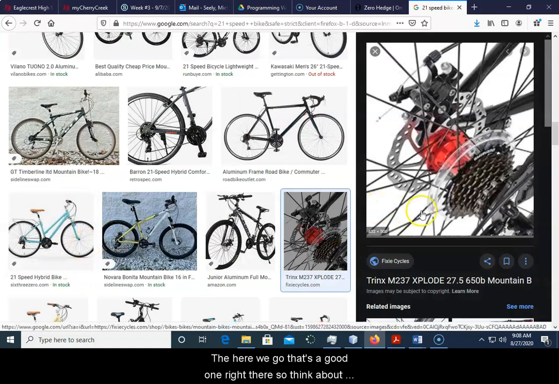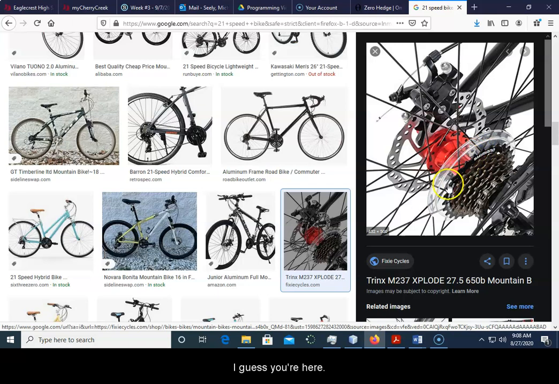Here we go. That's a good one right there. Okay, so think about this. You've got your different outer gears, and the chain goes around the different gears, right? And so the smaller the gear is, the faster you're able to pedal, because this chain doesn't have to go around as big of a diameter. But as the gear gets bigger, you pedal slower and it goes slower.